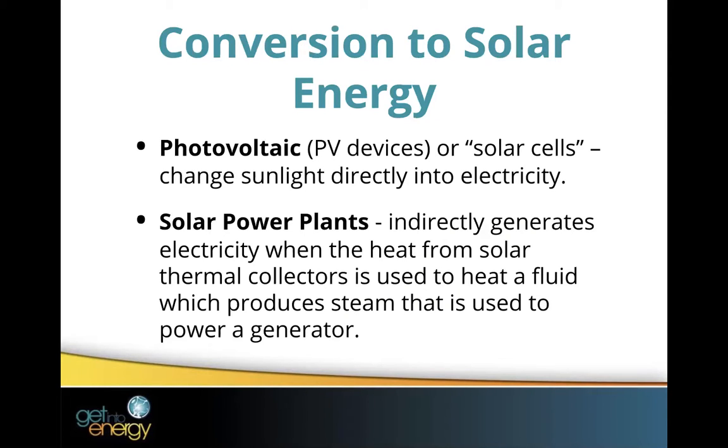Photovoltaic. PV devices or solar cells change sunlight directly into electricity. Solar power plants indirectly generate electricity when the heat from the solar thermal collectors is used to heat a fluid which produces steam that is used to power a generator.